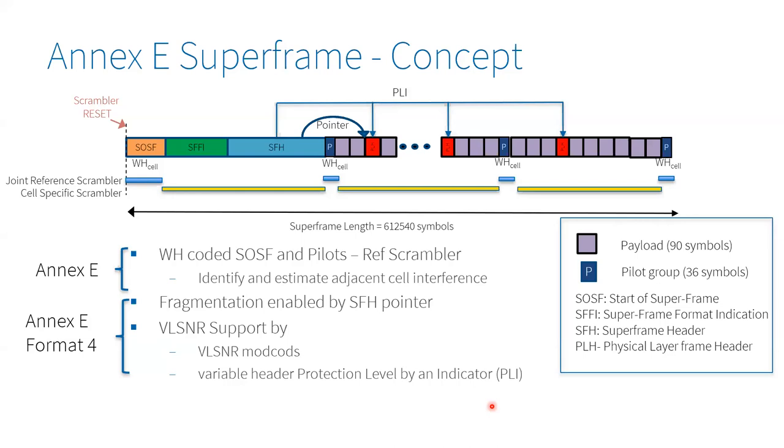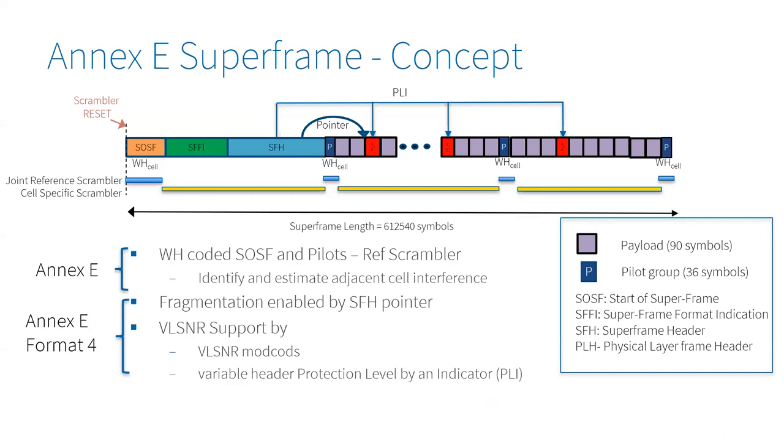On the other hand, if you have VLSNR terminals with small antennas and low signal to noise ratio, you can protect the headers all along the superframe, so all the terminals in the cell can decode the headers. And if the frame itself is protected or spread, then very low SNR terminals can decode it as well.